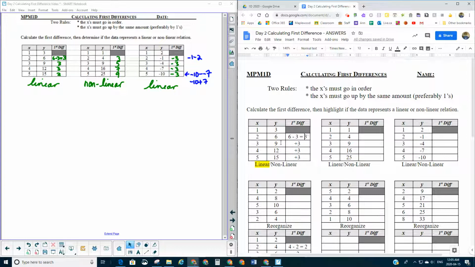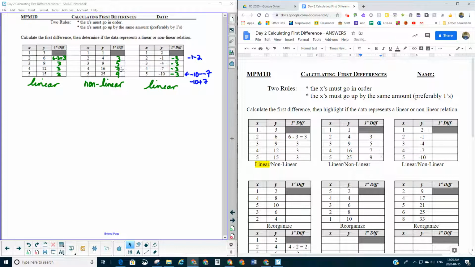Going from 6 to 9, plus 3, plus 3, plus 3. It's just going up 3. Do I need the plus? No, I don't. So I could just call it like this. All right, 4 minus 1, that's a jump of 3. So we go over into the cell and we type in 3. 9 minus 4 is a jump of 5. This one's 7, this one's 9.